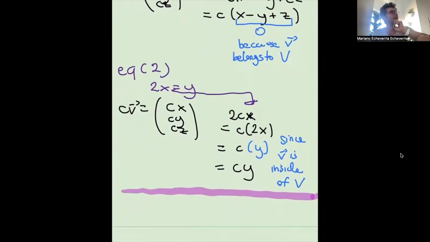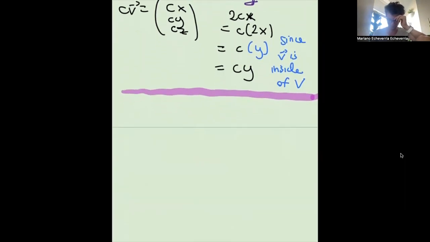So let me make a remark, which is very useful to check that something is not a vector space. So this is a useful remark.